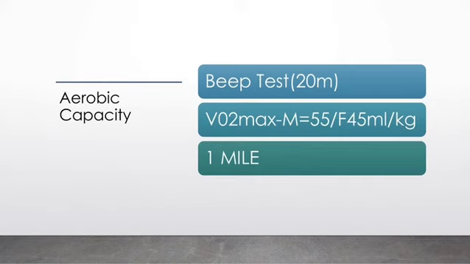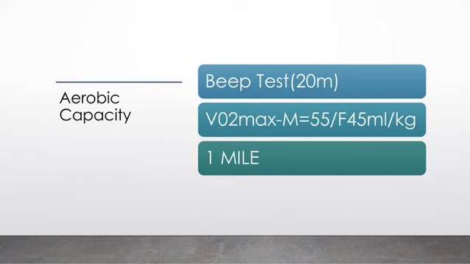And then some aerobic capacity tests: the beep test, the VO2 max test if you have access to a metabolic cart, which is a very accurate assessment, and then the 1 mile. A lot of these tests have prediction calculations where you can estimate somebody's VO2 max from them. And this is the 8th of the tests. So remember that.